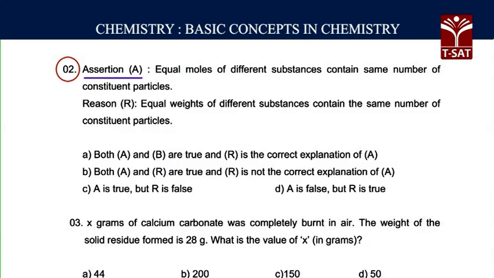Now, looking at the question, the given assertion is: equal moles of different substances contain the same number of constituent particles. Coming to the reason: equal weights of different substances contain the same number of constituent particles. This is wrong because the number of particles depends on the number of moles. The number of moles depends on weight as well as molecular weight. If weights are equal, there is no guarantee that gram molecular weights will be equal.